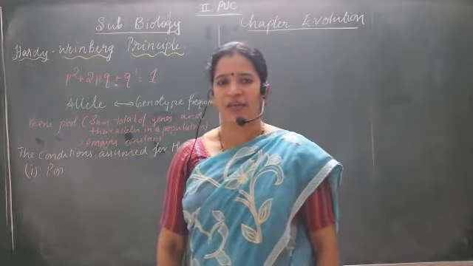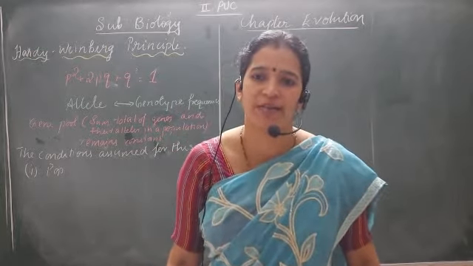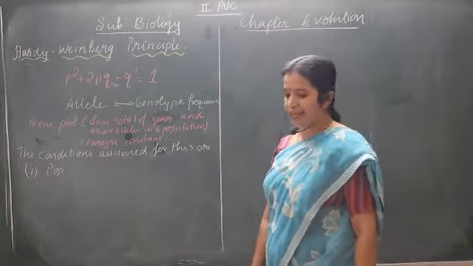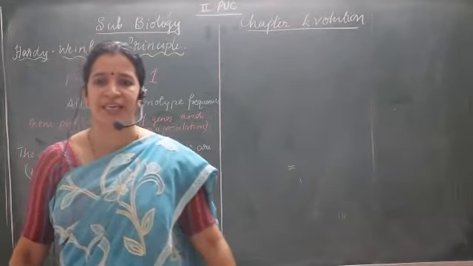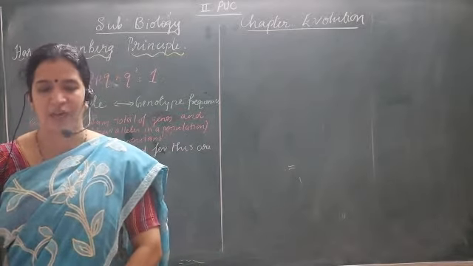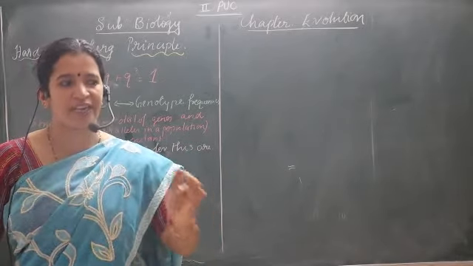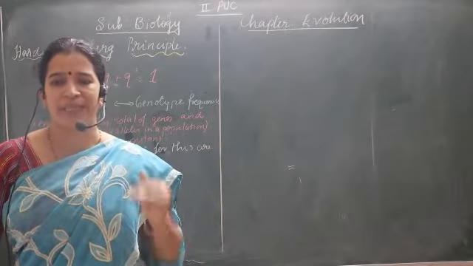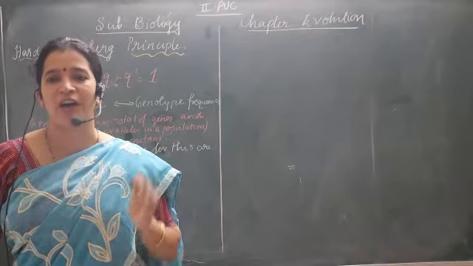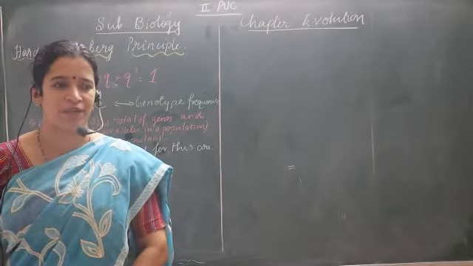So, in the last video, we discussed the Hardy-Weinberg principle. What does this principle or equilibrium state? It states that in a population we can find out the frequency of occurrence of alleles in a gene. So that is the purpose of this principle.